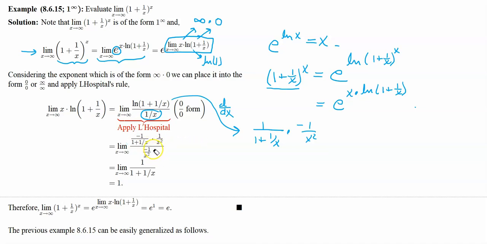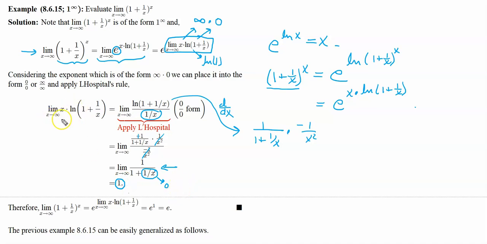Now, we can see that the 1 over x squares cancel. This negative will cancel with that negative. And we end up with this limit right here. Now as x approaches infinity, 1 over 1 plus 1 over x, well, this term is going to 0. And we got our answer of 1.